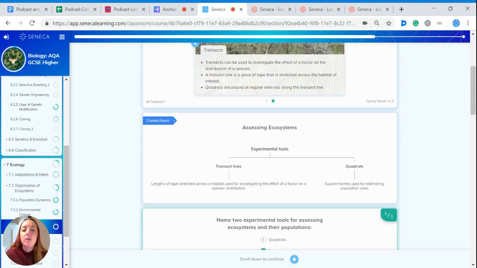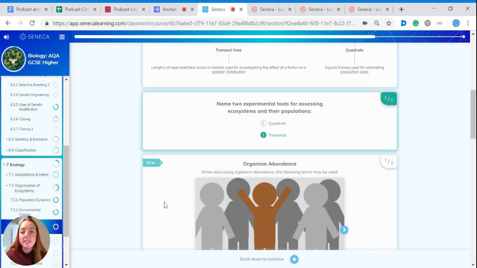So quadrats are the square frames used for estimating population sizes, and transect lines are the lengths of tape stretched across a habitat to investigate the effect of a factor on a species' distribution.